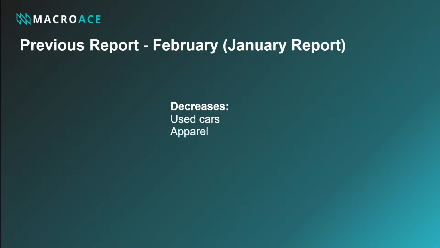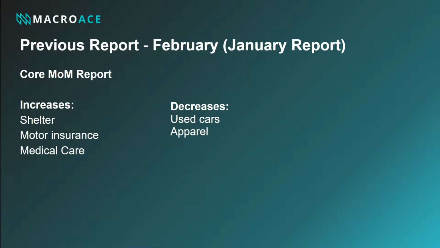Okay, so the previous report we had in February, looking at the January report. This is where the core month-to-month report showed the increases and decreases. Shelter, motor insurance, and medical care saw increases. Decreases were in used cars and apparel. And services in the last report was the strongest part of the inflation report as well, and that's what led to the surprise in inflation.